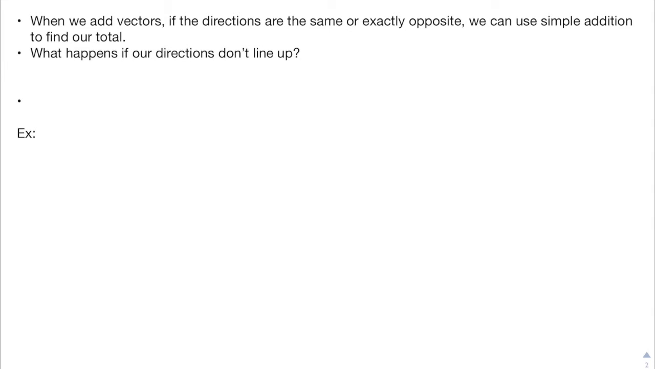But what happens if our directions don't line up? So now we're going to move up to vector addition level 2. What happens if our directions are unmatched? For example, you want to add 25 meters north plus 13 meters to the east. You may notice here, we cannot change east into north. Since east and north are perpendicular, they do not simply flip from one to the other with a minus sign. So we cannot use simple algebra to add these together.